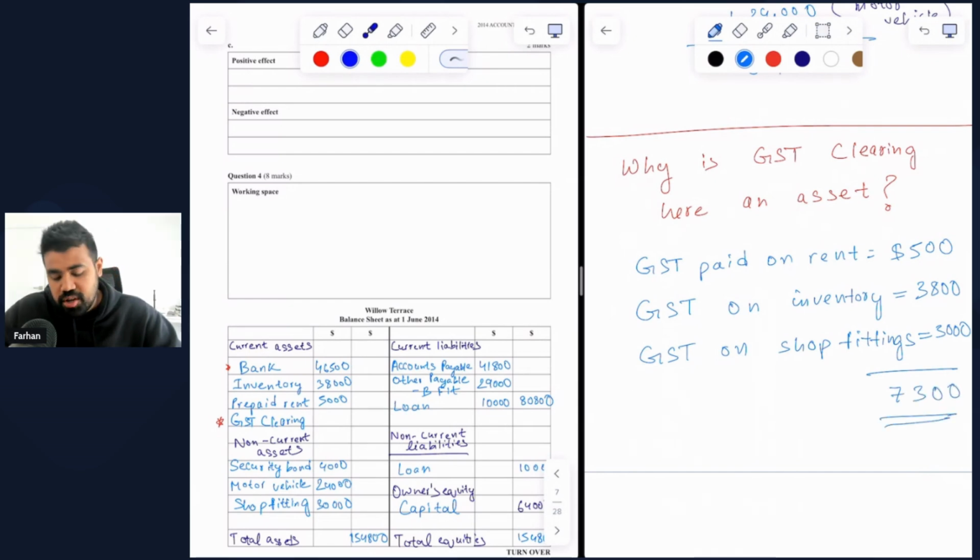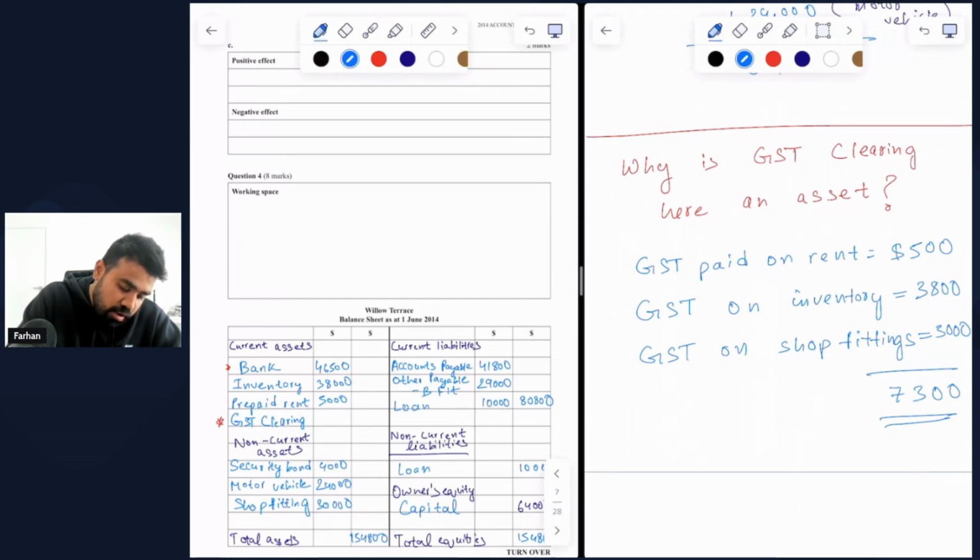This refers to GST that we have paid or will be paying using our funds in the bank account, and this $7,300 is a current asset for the business at the moment because the business has this reserve within the GST clearing account, which it can use to offset any GST that it collects on sales at some point in the future. Okay, so that is why GST clearing of $7,300 is a current asset here.